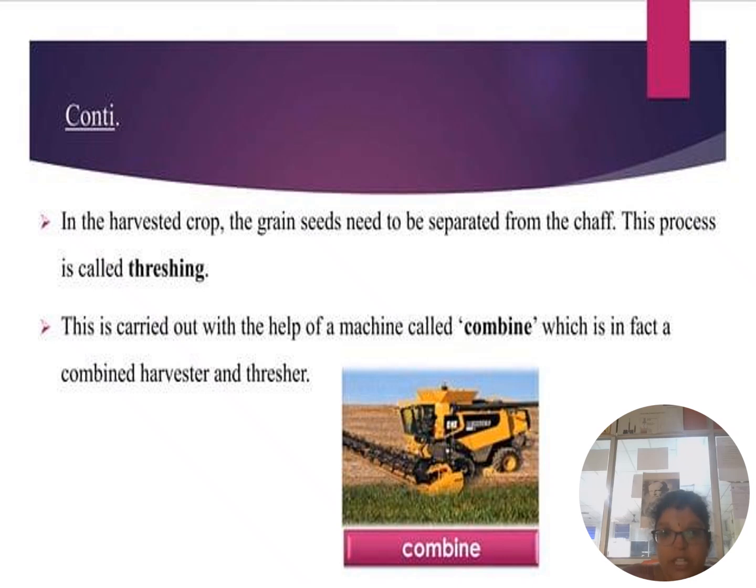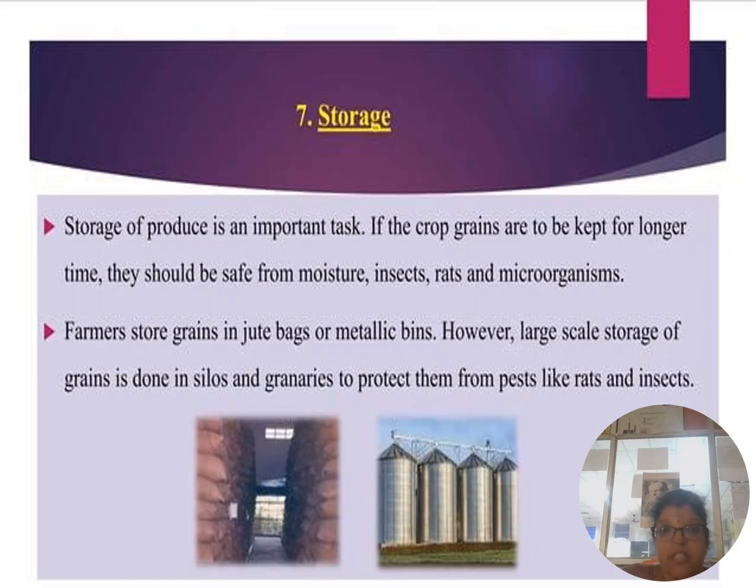Finally, in the process of harvesting, you have to remove the chaff and remove the grains from the plant. That is called threshing. This is helped by the use of a combine thresher. The last process is storage. After harvesting, you have to store the grains in storage bags, metallic bins, granaries or silos, so that you can protect them from pests and diseases.